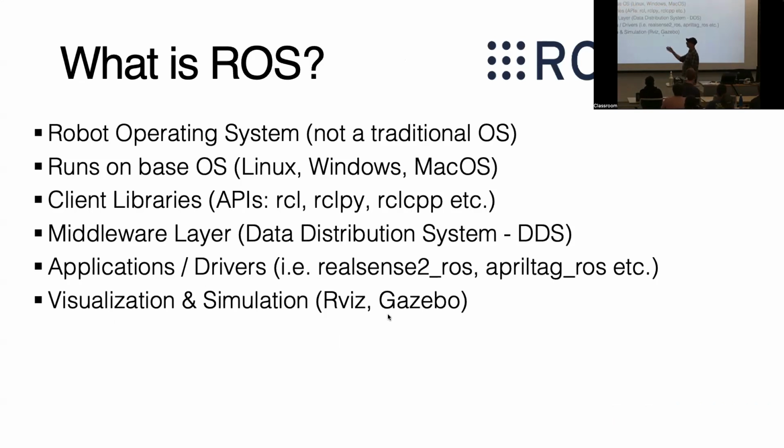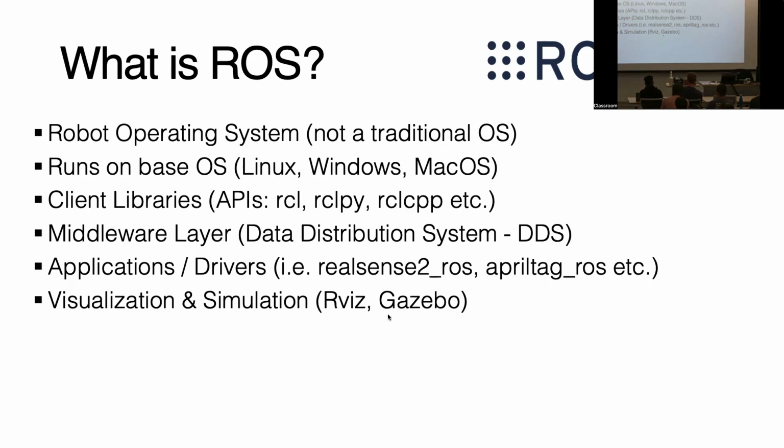So what is ROS? ROS stands for Robot Operating System, but it is not a traditional operating system. It's not the same thing as Linux, Windows, or Mac OS. It runs on top of some base operating system, and ROS 2 is able to run on top of Linux, Windows, and Mac OS. But in general, people focus on running it on Linux.